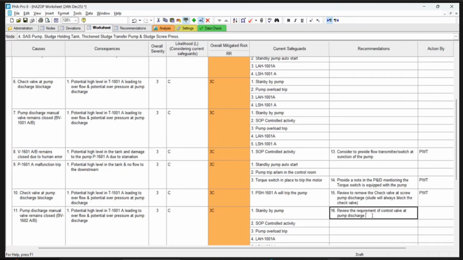Let me complete this. Review the requirement of control valve at pump discharge line and provide on-off, automatic on.